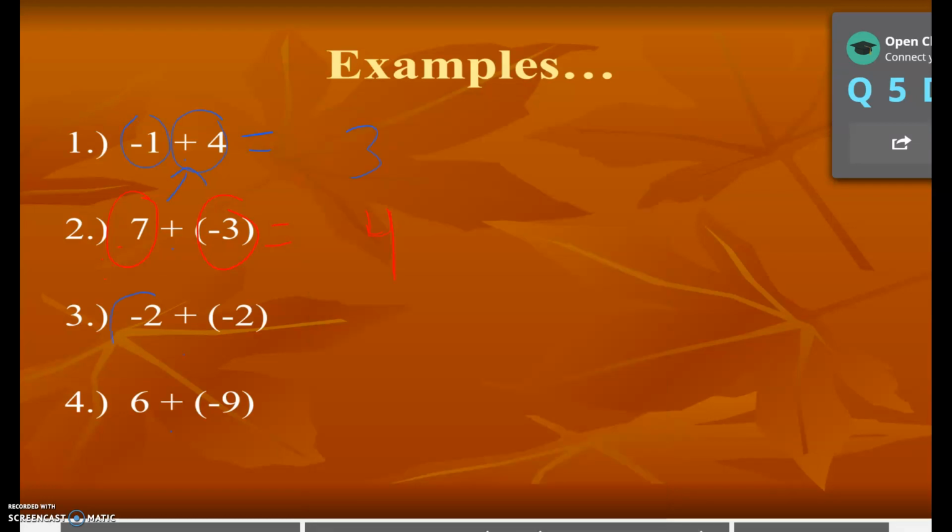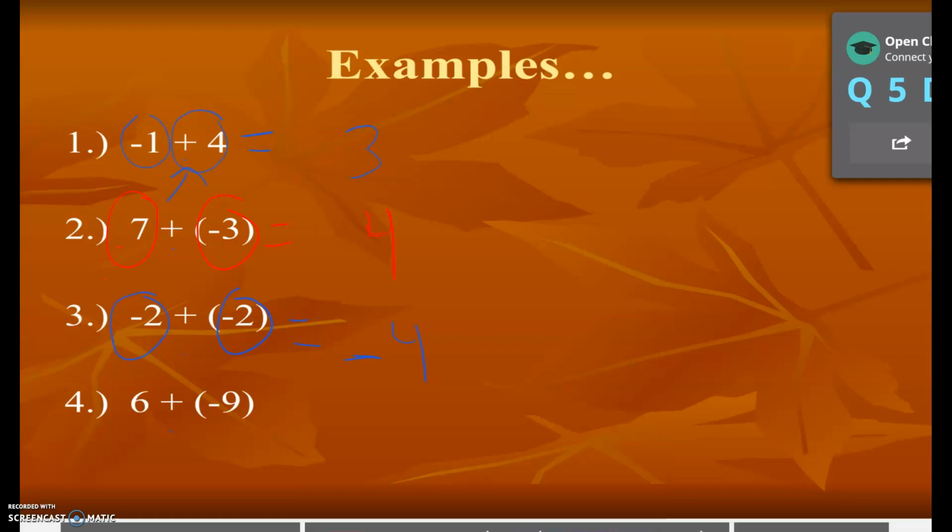Looking at the next one, I have a -2 and another -2. So since the signs are the same, I'm going to add. I went 2 one way, I went 2 more the next way. So we end up with 4. And since they're both negative, it's going to be -4.